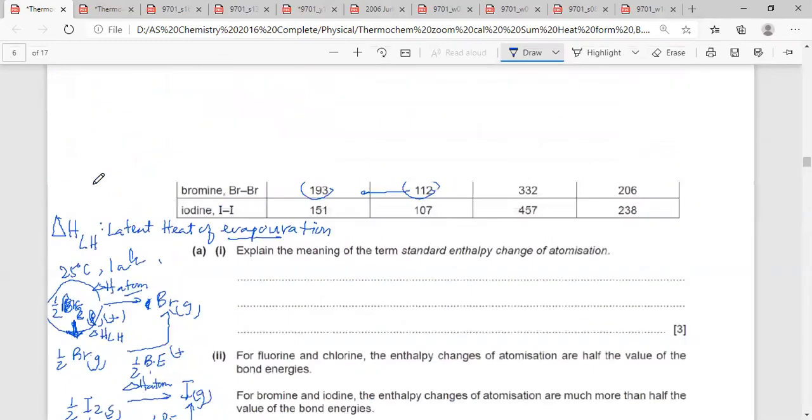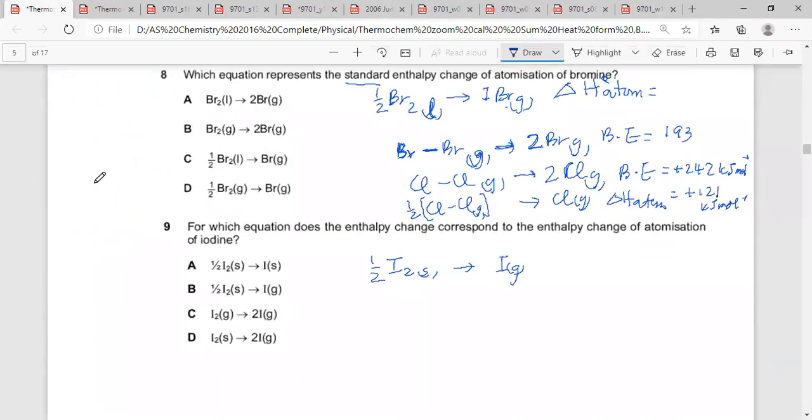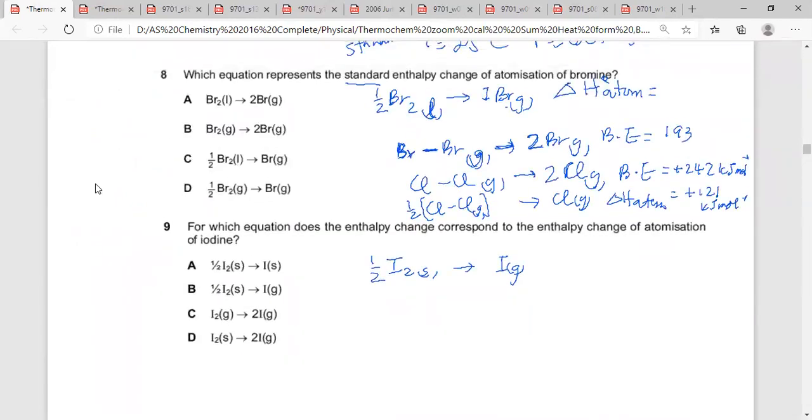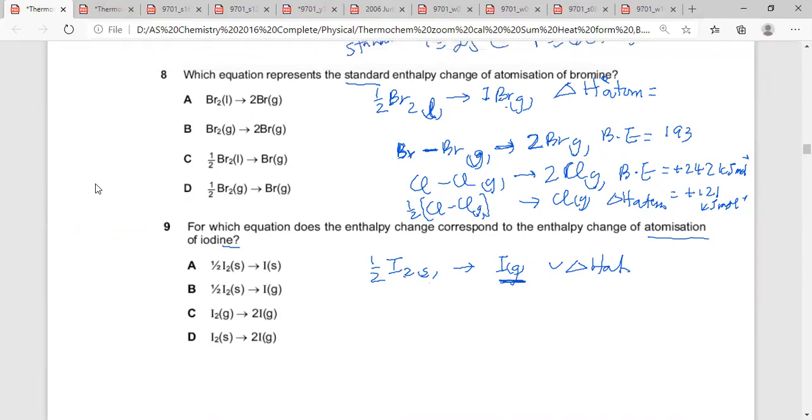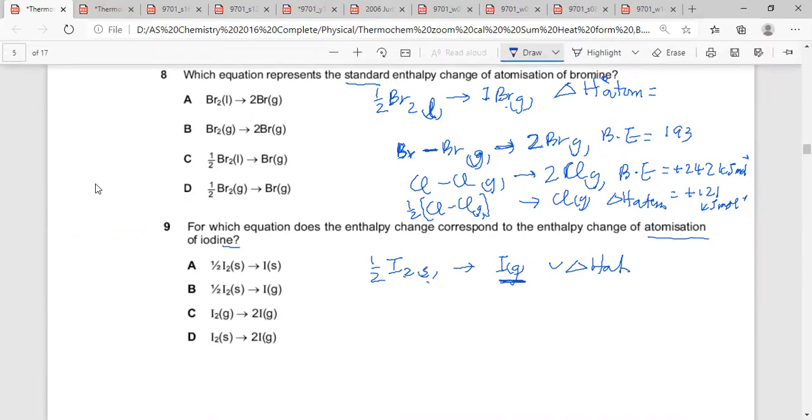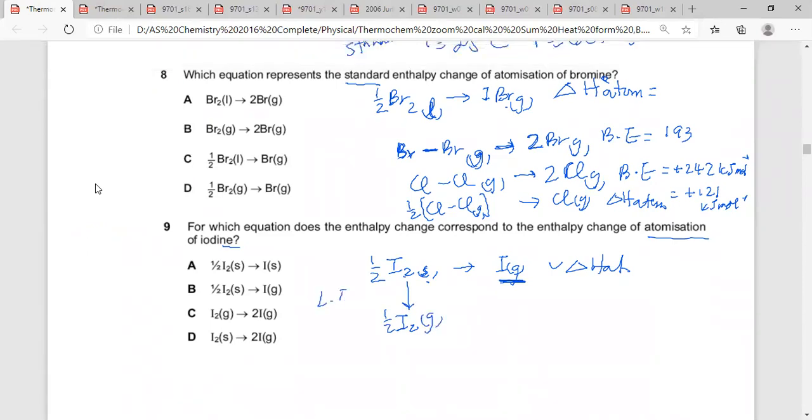Iodine is the same. Like here, see the question: for which equation does the enthalpy change correspond to the enthalpy change of atomization? I want to make this, called the heat of atomization of iodine: 1 mole of gaseous atoms from its element at standard state, at standard conditions. This is solid here. So for it to go here, I do half of it. Why half? Because I want to make 1 mole of gaseous atoms. Now this is called what? Your latent heat of what? Sublimation.